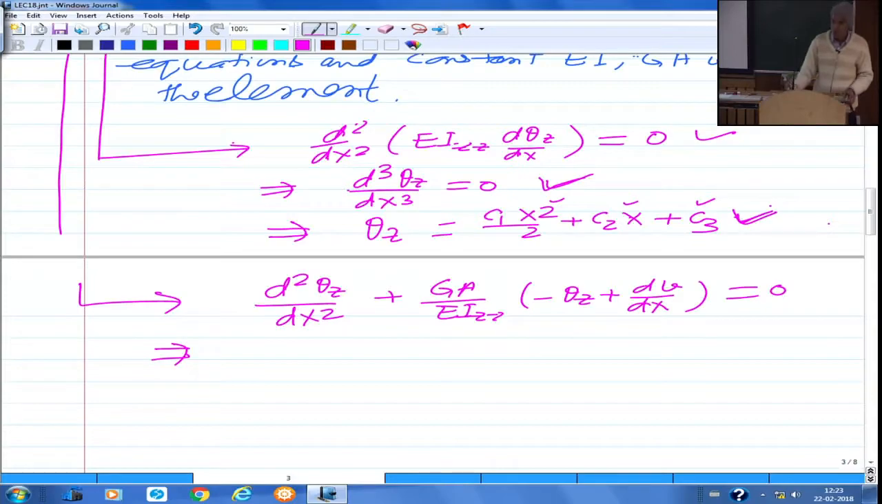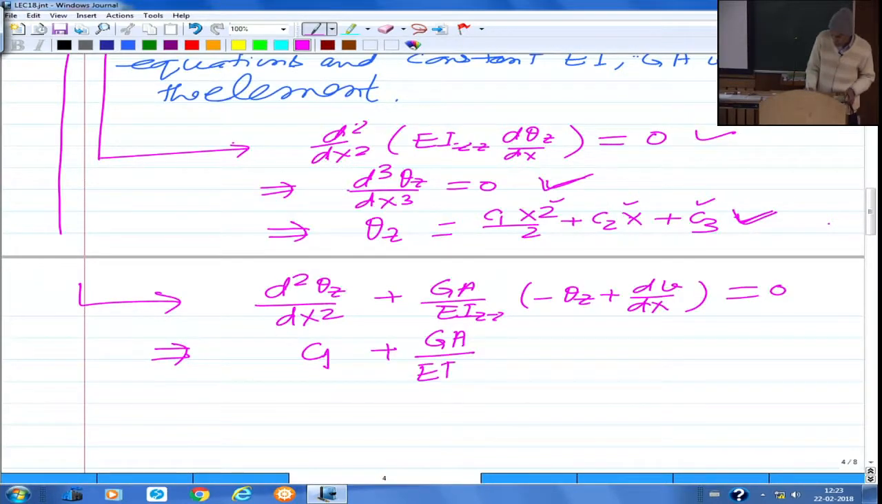Okay. And now if you look at theta z, we have already got the interpolation for theta z, which is quadratic, and if you differentiate it twice, what you would actually get is only C1. So this would be just C1, and this is of course a constant, but it depends on the shear modulus of the material, Young's modulus, cross sectional area, and the second moment of area, that is Izz. So G upon E into Izz, minus theta z here and plus dV by dx. This is equal to 0.